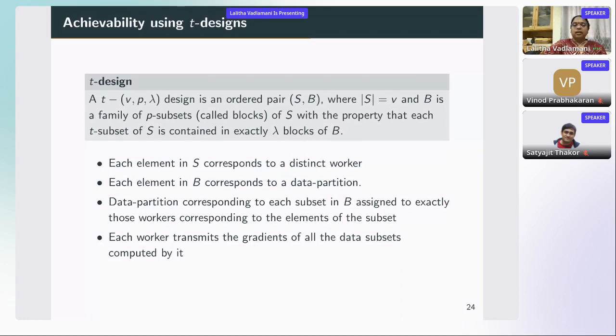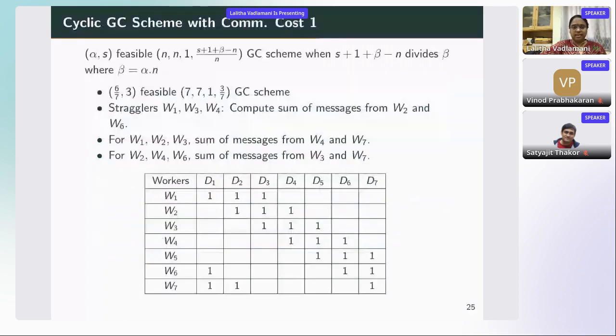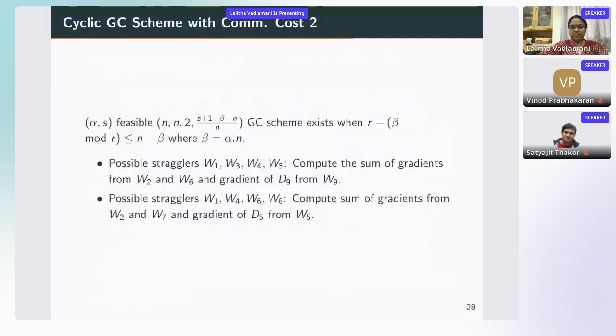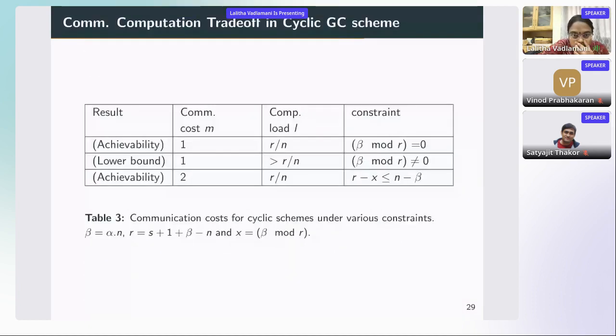In the interest of time, I will skip a few slides and summarize what is going on here without going into too much detail. The question to ask is: is partial recovery not possible at all with small communication costs? It's not like that. It is possible, but again for a subset of parameters. So this is a summary. Here we are looking at cyclic gradient coding schemes.